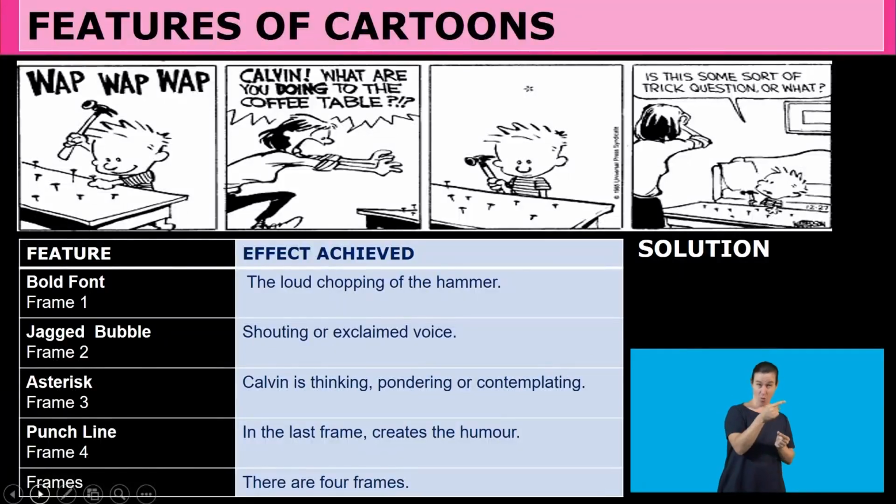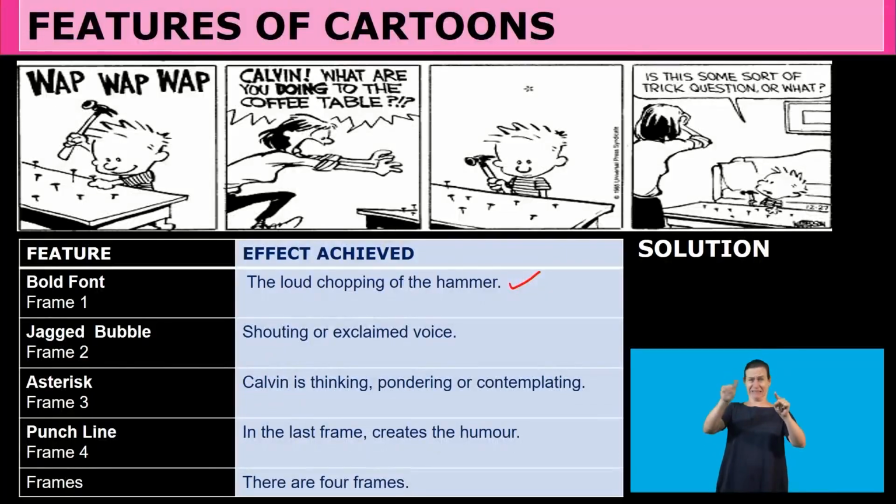So the bold font here indicates that loud chopping of the hammer. So the whop, whop, whop sound, all right? You can almost hear the sound as it's being emphasized. In frame 2, look at the shouting or the exclaimed voice for the jagged bubble, all right? The asterisk in frame 3 is Calvin thinking. So look at the words they're giving you: thinking, pondering, contemplating. So there's some thought process happening, all right?